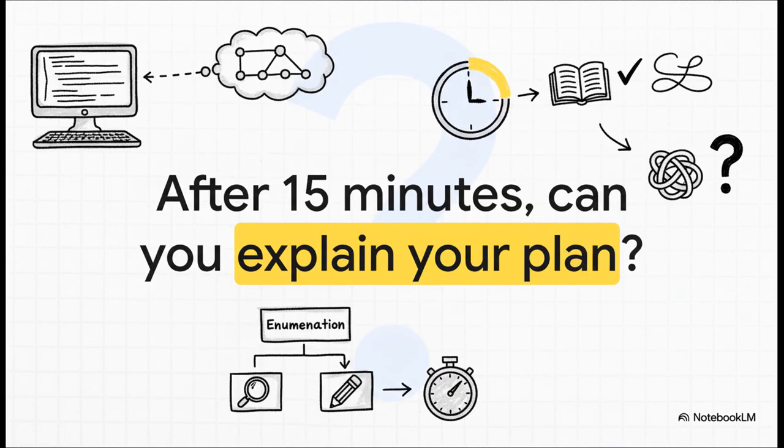So let's end this with a challenge for you. The very next time you sit down in front of a new lab machine, I want you to set a timer for 15 minutes. And when that timer goes off, ask yourself this question. If you can't explain your plan of attack in a single, clear paragraph, well, your enumeration isn't done. But if you can, you're not just faster, you're in control.